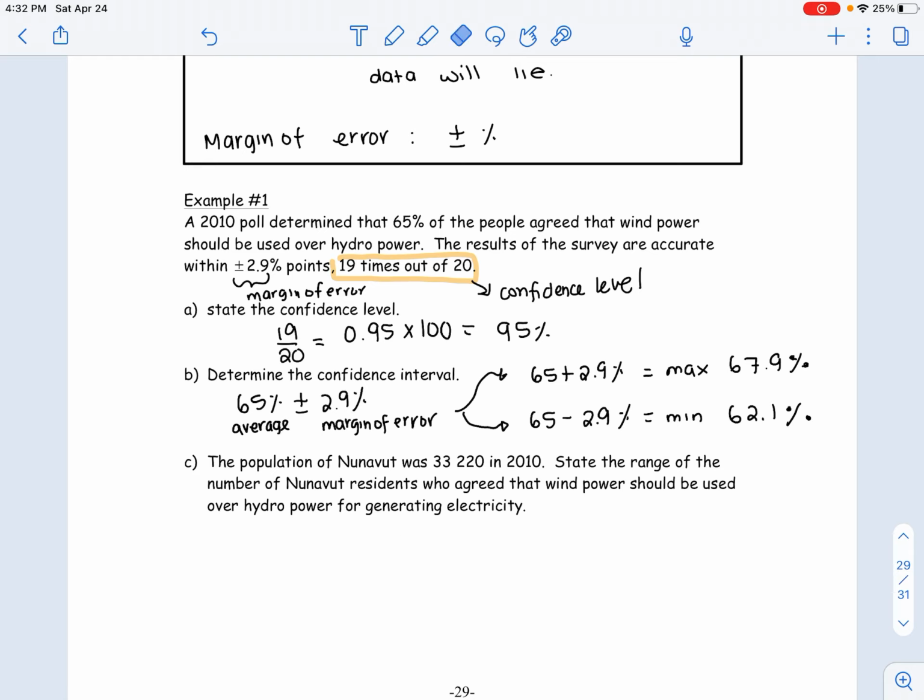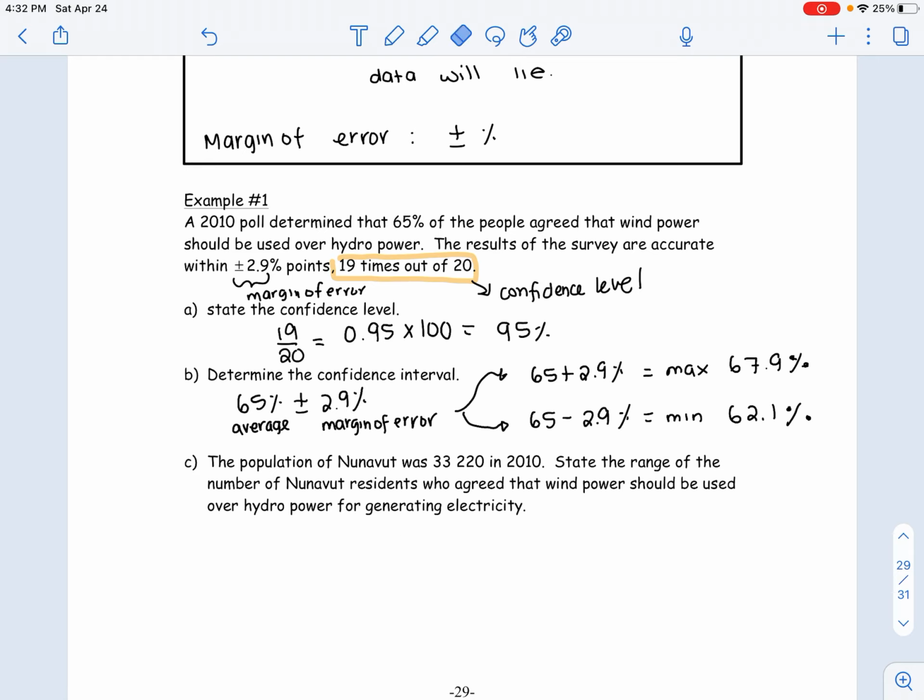And you should get, which we want to round down. We don't want to round up because it doesn't make sense. So round down to 22,556 people. And for our minimum, we're going to go 0.621 multiplied by 33,220. So again, round down for people. You don't want to round up. We can't create a person. So that's going to be the minimum.